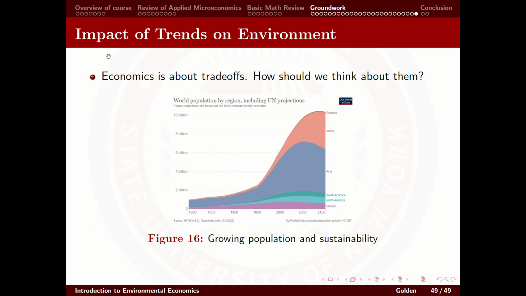And then economics is about trade-offs. How should we think about them? Don't we want the rest of the world to get rich? Don't we want everyone to be able to live like we do here in America? But if that happens, we need to get much better technology. We might need to take a step back. So how do we think about the trade-offs? And how do we think about the distributional effects? There's going to be a lot of what this course is about.